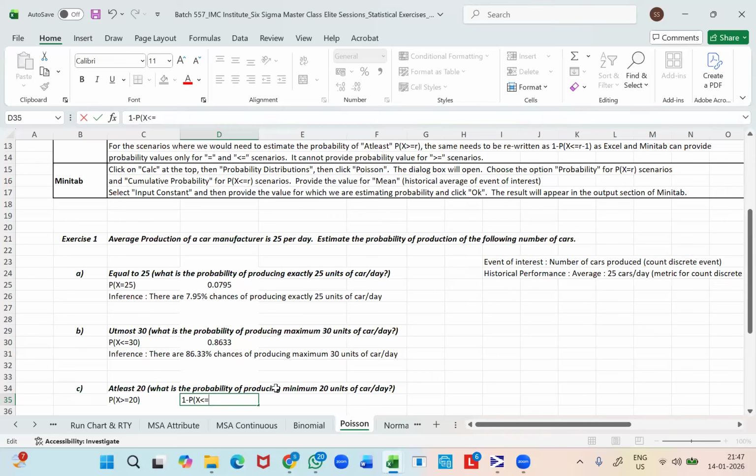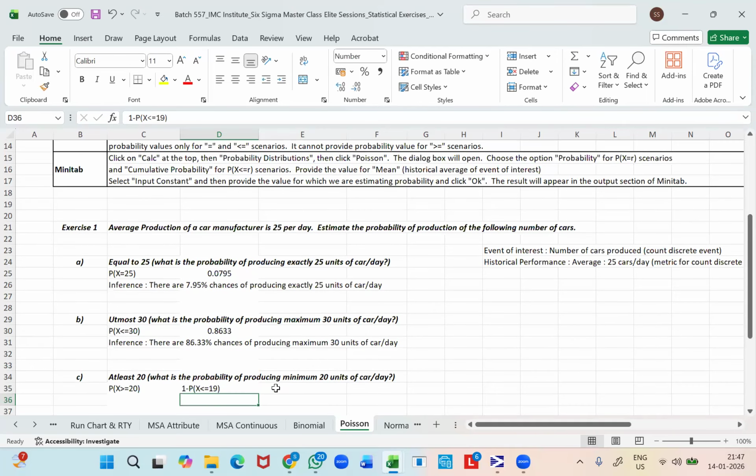P of X greater than or equal to R can be rewritten as 1 minus P of X less than or equal to R minus 1. So P of X greater than or equal to 20 can be rewritten as 1 minus P of X less than or equal to one number less than 20, which is 19. So for this, we can apply the formula.